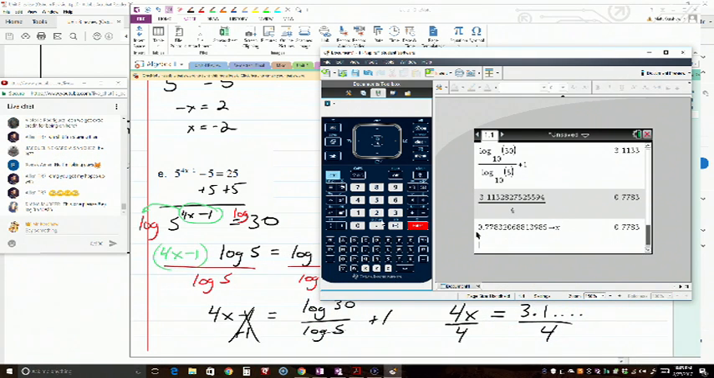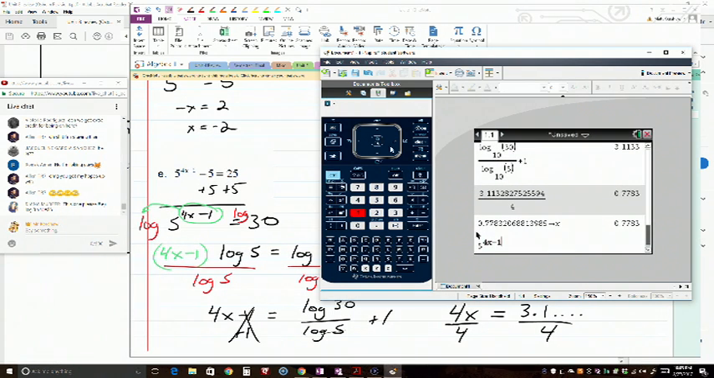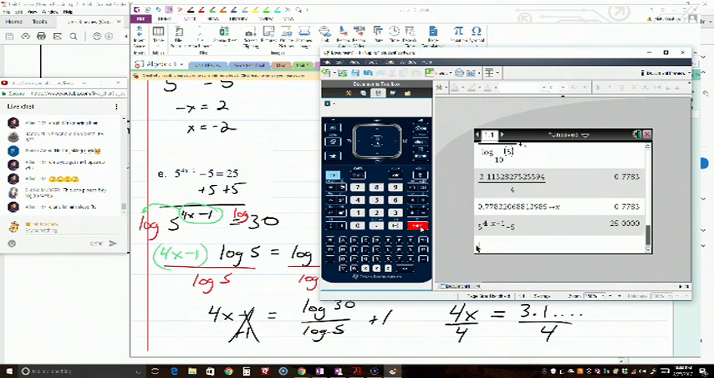Just type in your problem that was given. So 5 to the 4x, arrow out so you're no longer in the exponent, minus 5. Really, really close to 25, or exactly 25.